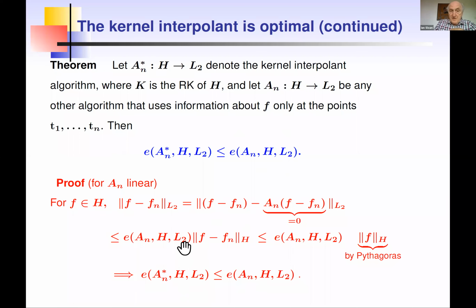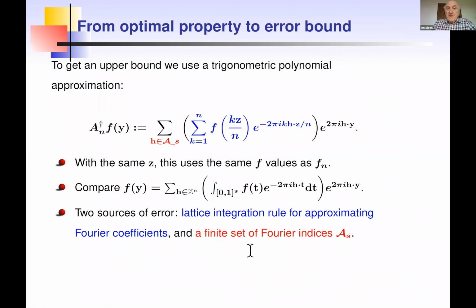So we get very straightforwardly that the L2 norm is less than or equal to the worst case error times the f minus f_N norm, the H norm. Okay, so to get an upper bound, I'll just tell you how we get an upper bound. We use this property that we have the optimal. So if we have any other approximation, and I'm just here going to use a trigonometric polynomial approximation, any other approximation that lives in the same space, then we get an upper bound.